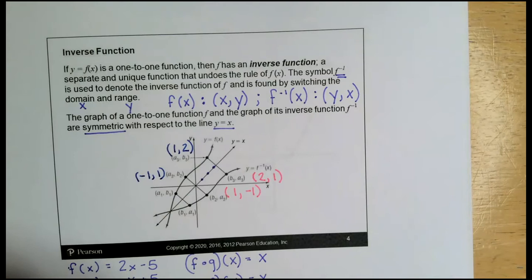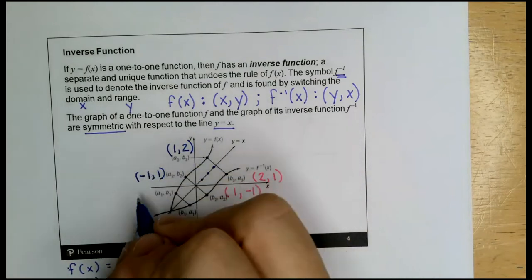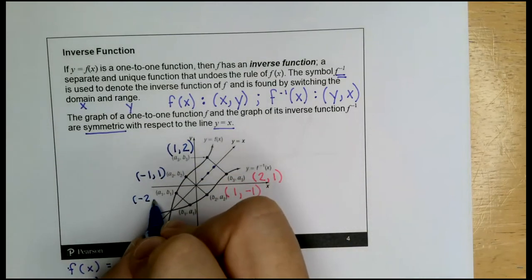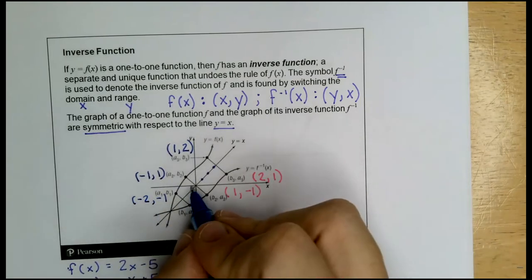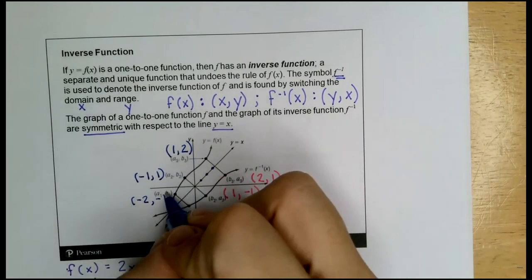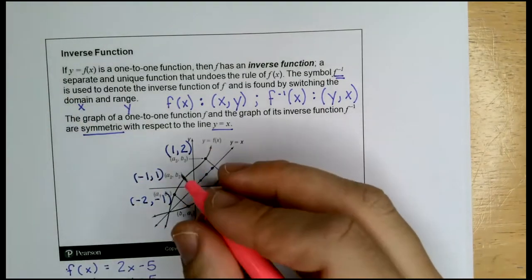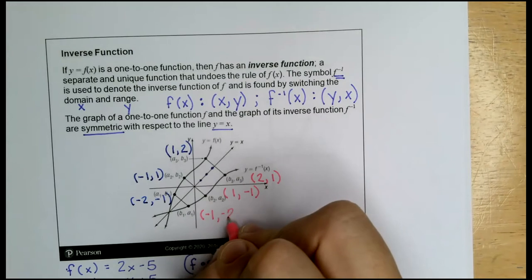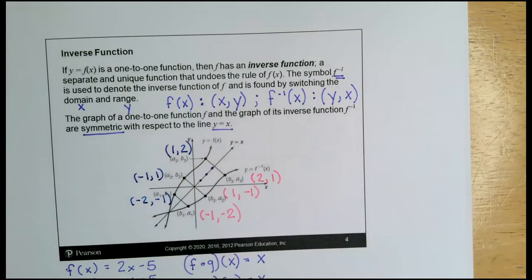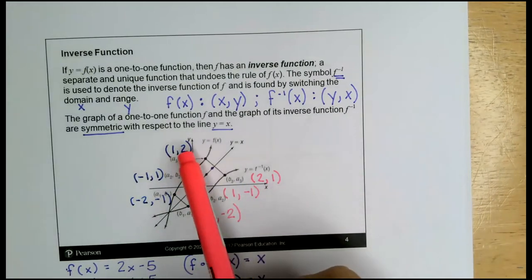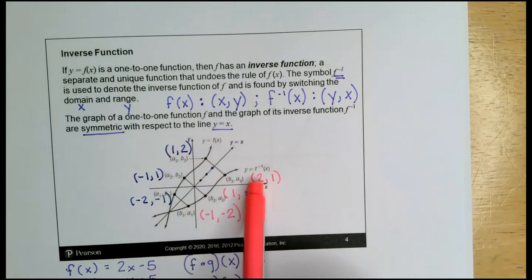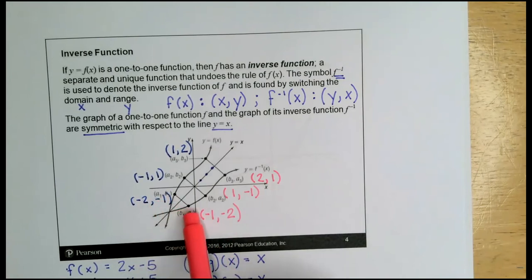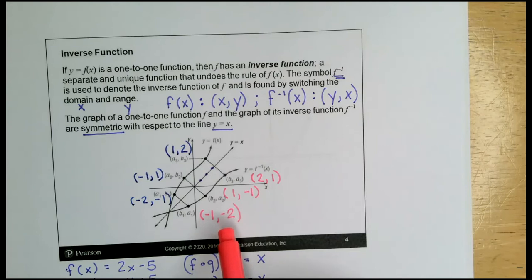And if this one is (-2, -1), then this one would have to be (-1, -2), which are plausible, right? (1, 2) corresponds to (2, 1). (-1, 1) corresponds to (1, -1). (-2, -1) corresponds to (-1, -2).